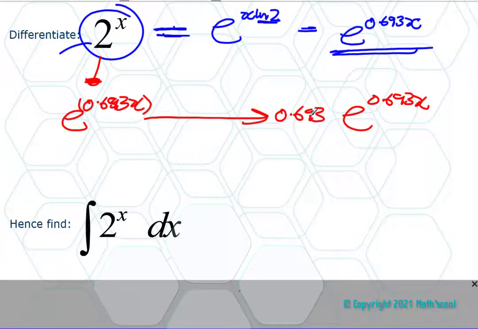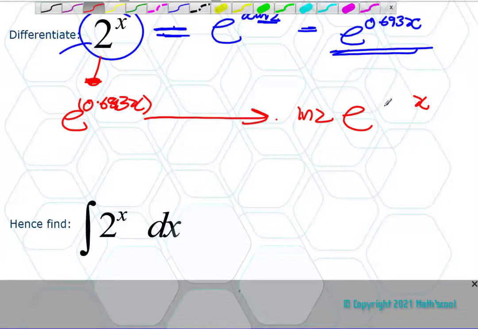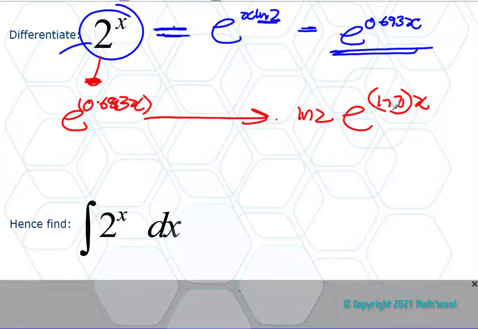I'm fed up of writing these 0.693s. Why am I writing them? Oh, they were just ln 2s. Let's put them back again. Let's put that back as ln 2. ln 2. Let's put that one back as ln 2. Be much neater. ln 2. Okay, so there's our answer.